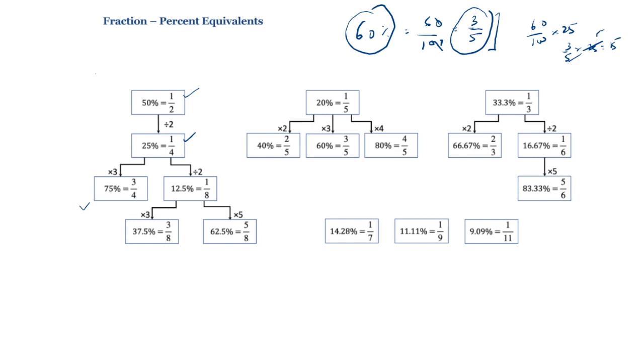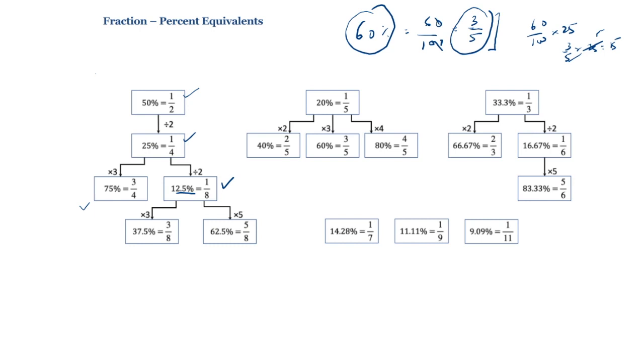And if we divide this by 2 on both sides, then we get 12.5% is 1 by 8. Now, this is something which may not be intuitive. For example, if I see 12.5% written somewhere, I may not think that this is 1 by 8.